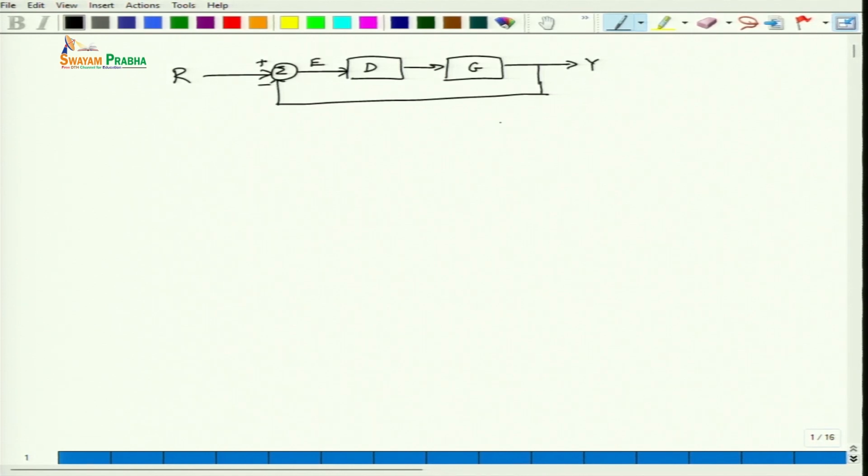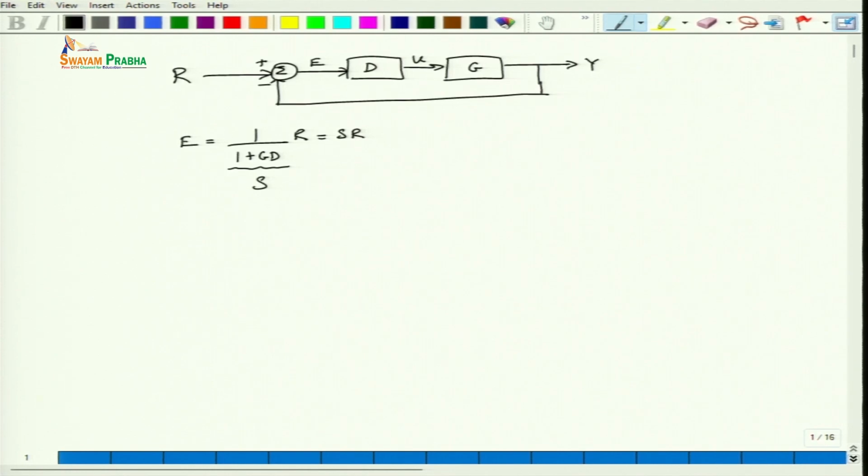And this is the error and this is the control input U, R is the reference, Y is the output, D is the controller, G is our plant. And the error is given by 1 over 1 plus G into D, times R. So let us describe this whole thing as some S. So basically the error is S times the reference R.